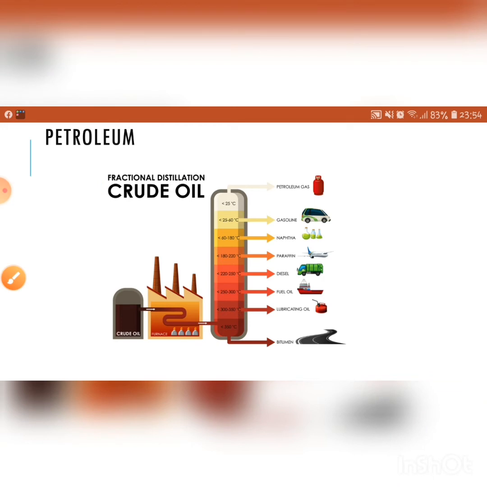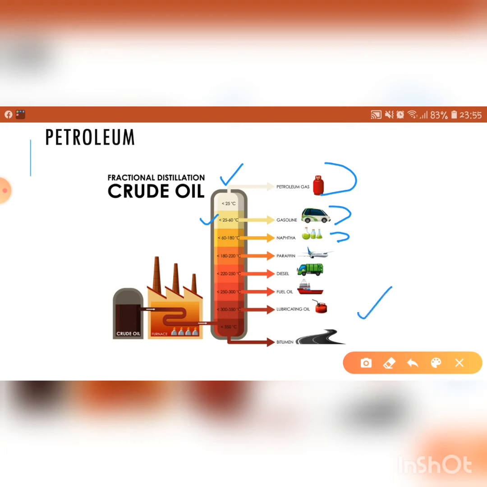As you may see here in this diagram, the mixture of hydrocarbons, the fraction of the petroleum that has the boiling point below 25 degrees C when separated is used as petroleum gas. The fraction of petroleum that has a boiling point in between 25 to 60 degrees C is used as gasoline. The fraction of the petroleum that has the boiling point range between 60 to 180 degrees C is used as naphtha, and so on.